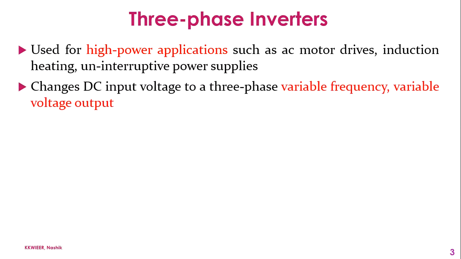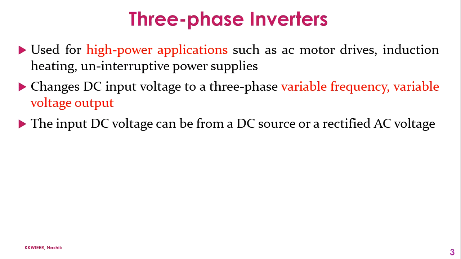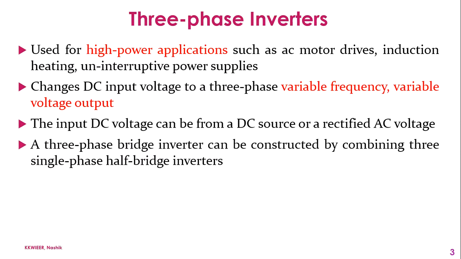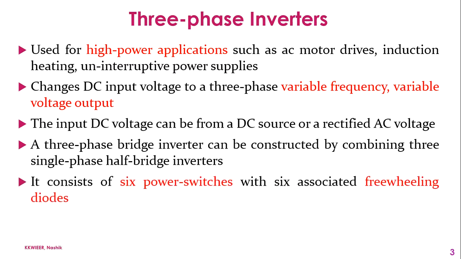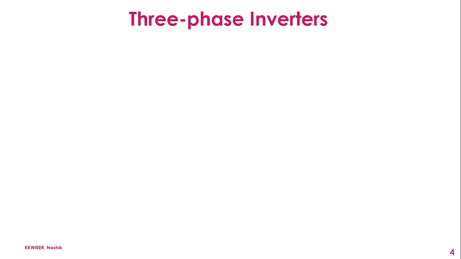It changes DC input voltage to a three-phase variable frequency as well as variable output voltage. The input DC voltage can be in the form of a DC source or a rectified AC voltage. So these three-phase bridge inverters can be constructed by combining three single-phase half-bridge inverters. We will see the block diagram of this three-phase inverter, which consists of 6 power switches associated with 6 freewheeling diodes. So let's have a look.